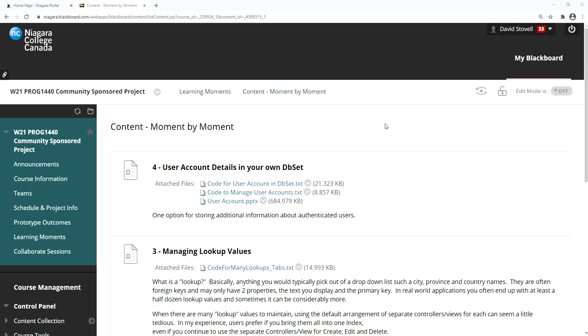Our fourth learning moment lesson, we're going to be talking about the need that there often is to store additional information about our users, the authenticated users. So there could be employees in a business situation, and that's going to be our focus, not so much on a case where anybody and everybody can come and register on the site, but the site is focused on a business application where the users are primarily employees and that type of thing.